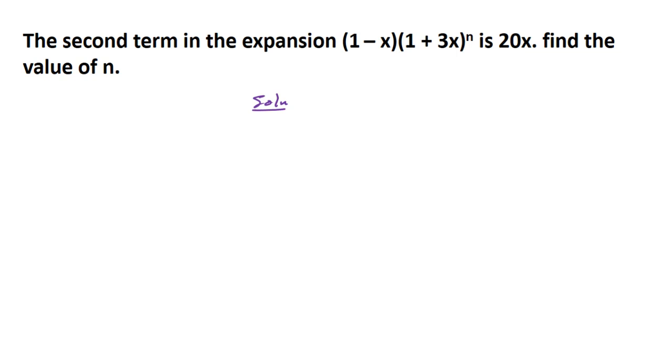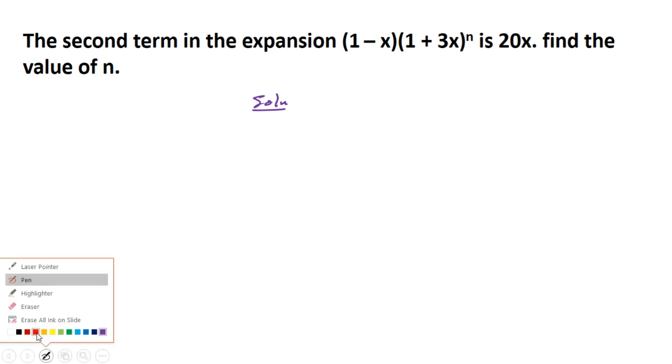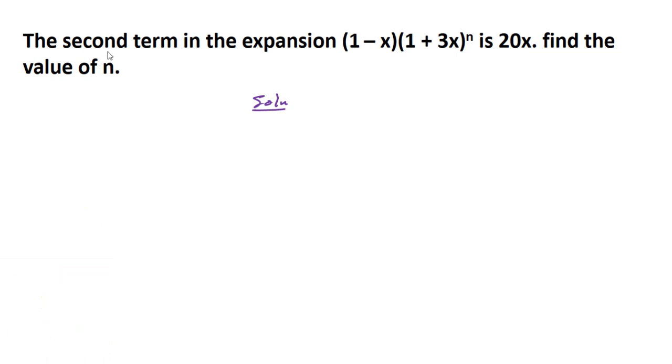So go back to my YouTube channel and go to the playlist for mathematics, and you'll be able to see all such explanations on those topics. Okay, the second term in the expansion of (1 minus x)(1 plus 3x)^n is 20. Find the value of n.